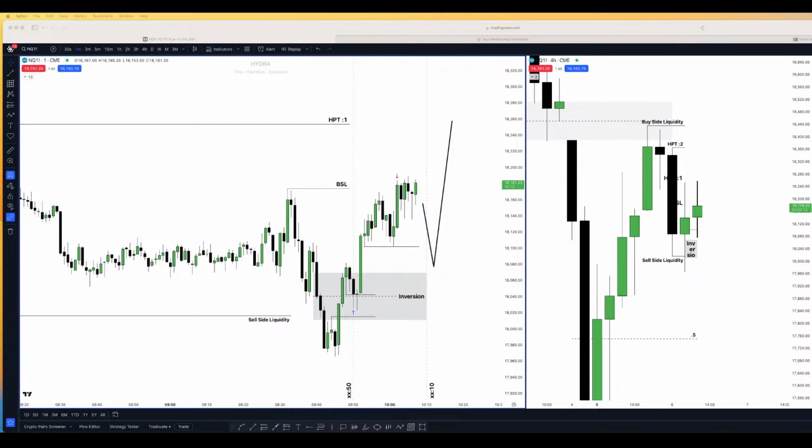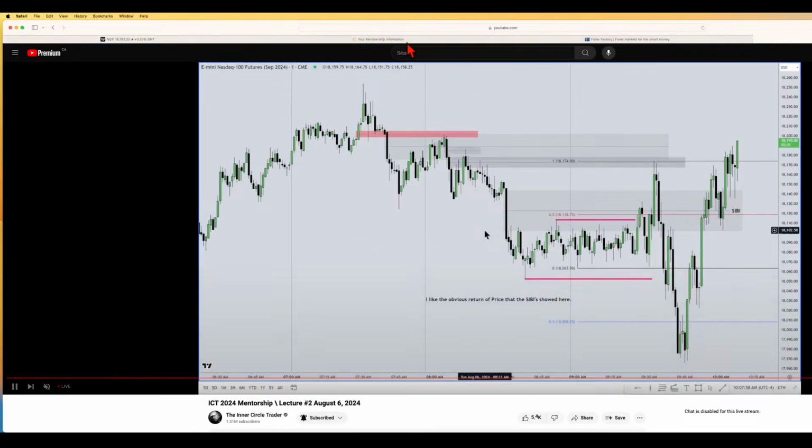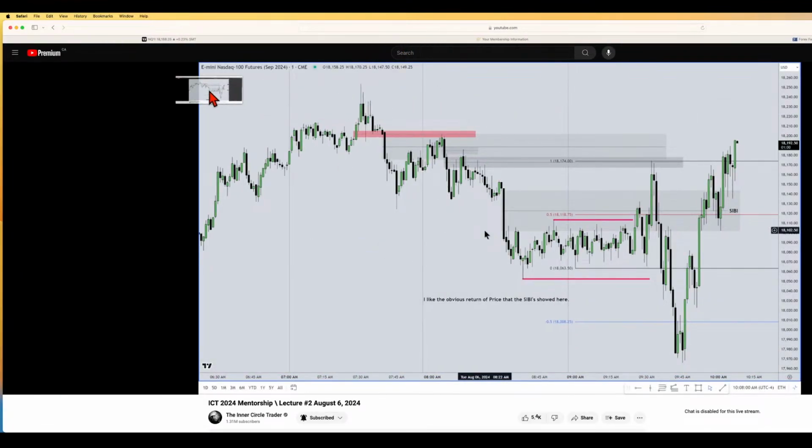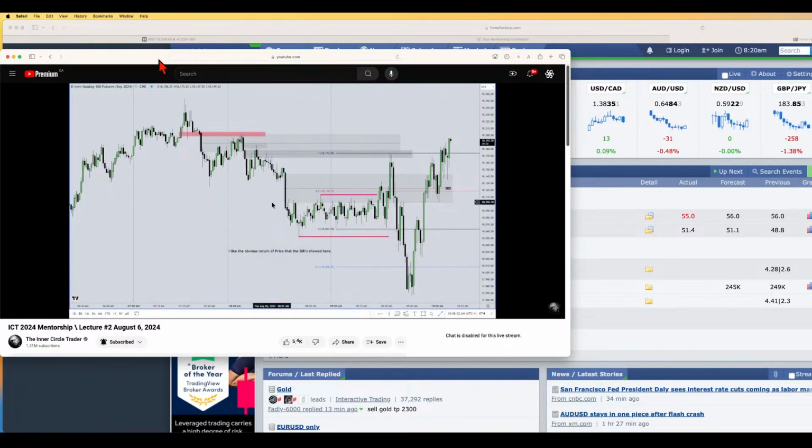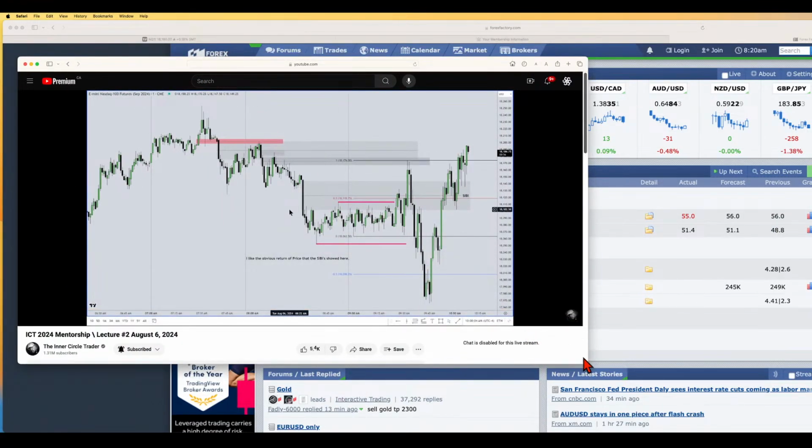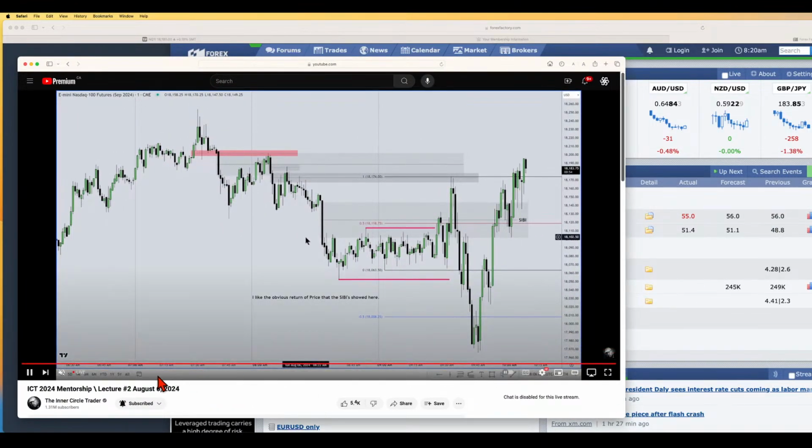I think every ICT student took this trade today. Oh, he didn't even outline the inversion. Did he talk? He was mute for me. Did you guys hear him talking about this inversion? No, I don't want to listen. I want to listen to him.